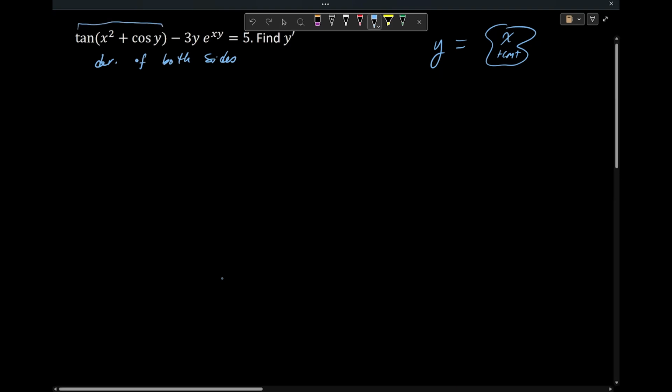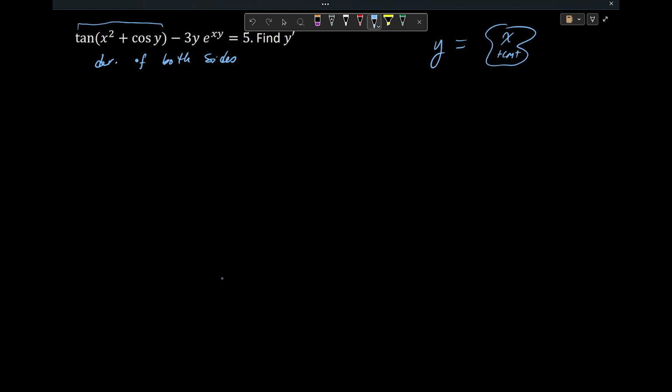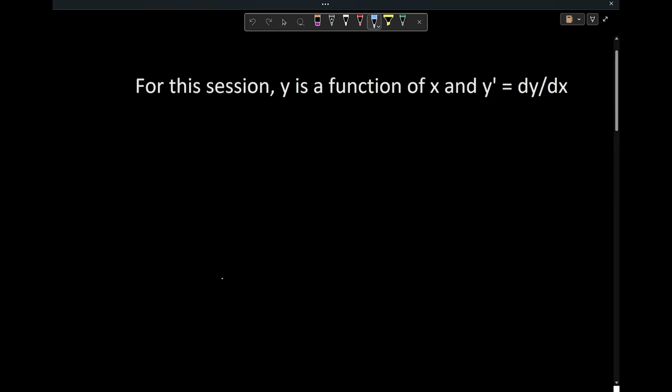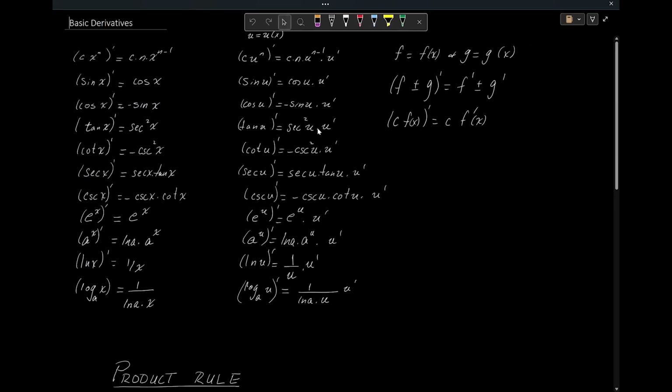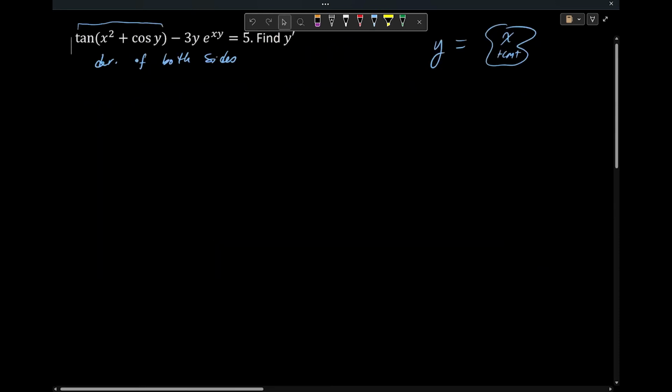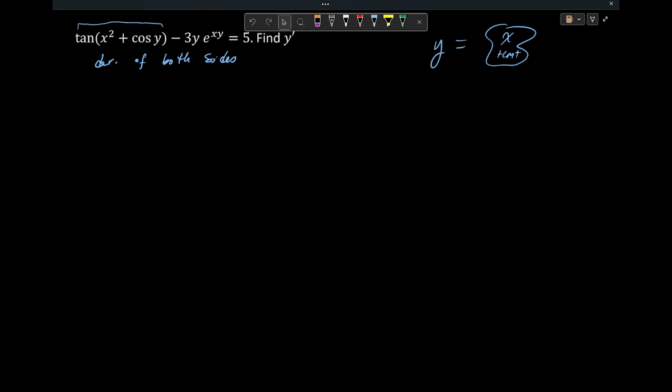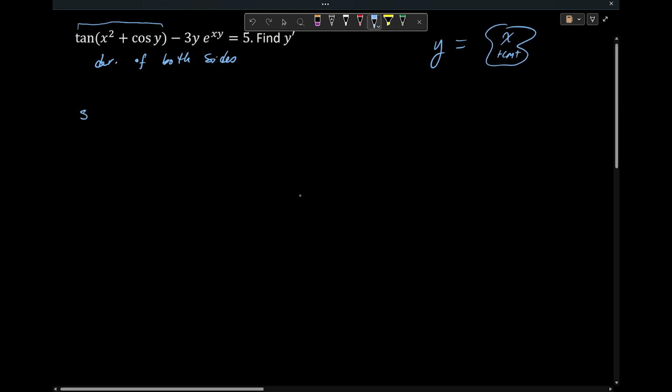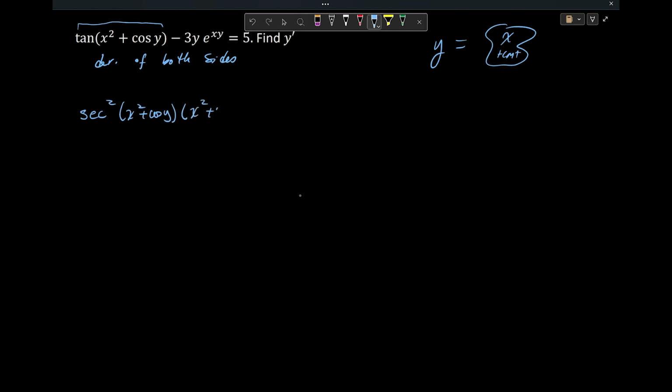So let's take the derivative of the tangent. And again, if you haven't memorized all these yet, the derivative of a tangent is the secant squared. Go to this table and refresh your mind with all these derivatives, okay? So we see a tangent of some function of x. Remember, y is a function of x. So the derivative is the secant squared of that function of x times the derivative of the function of x, the regular chain rule.